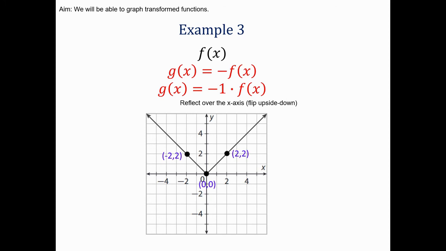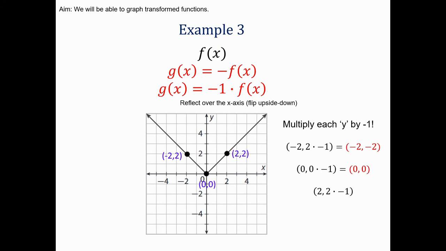But the question is, do we multiply the whole thing by -1, just the x's, just the y's? Well, think about it this way, guys. If we're flipping upside down, up and down, isn't that the y values? It is. So I'm going to multiply each y by -1. So I'm going to take -2, 2 and multiply the 2 by -1 to get -2, -2. 0, 0. Multiply the second 0 by -1 and just get 0, 0. And then we have 2, 2 and multiply the second 2 by -1 and it becomes 2, -2.